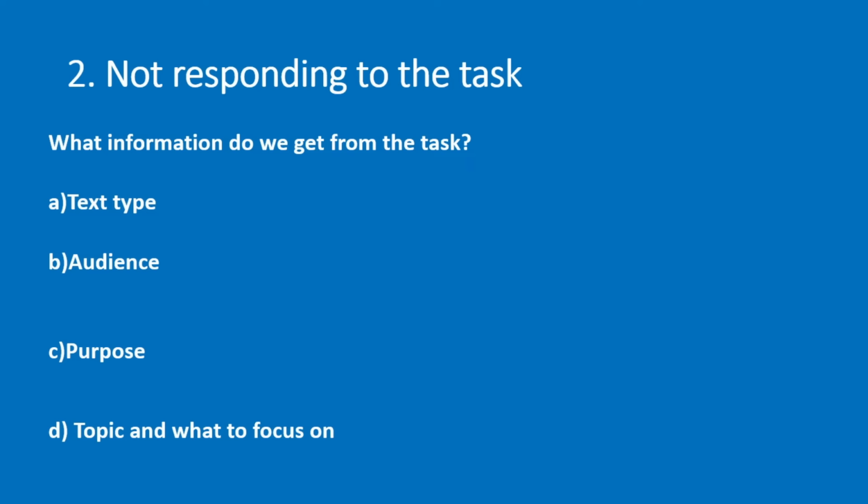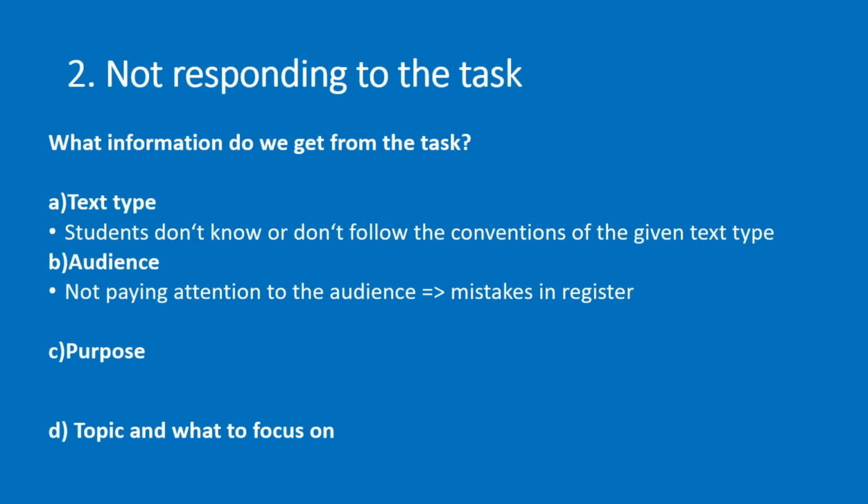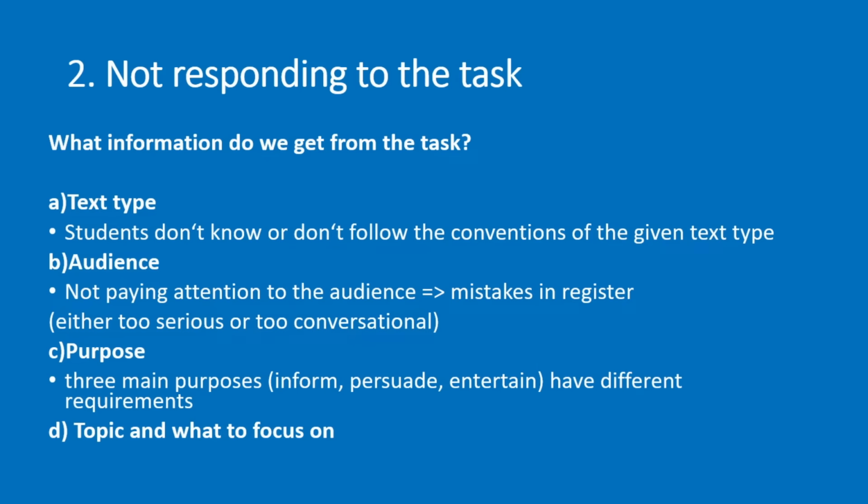Sometimes they don't know or they don't follow the conventions of the text type they were given. Or they don't pay attention to who the text is intended for, which results in writing in the wrong register, being either too formal or, more often, too informal. Students also often lose sight of the purpose of their writing and omit important elements.